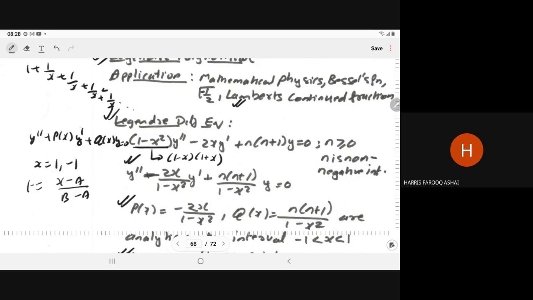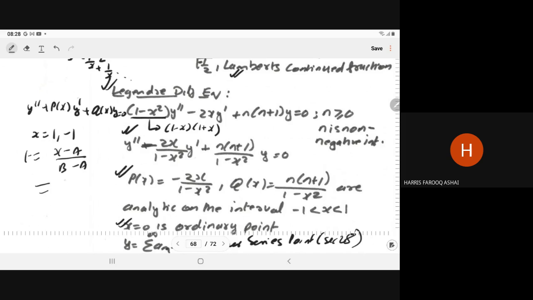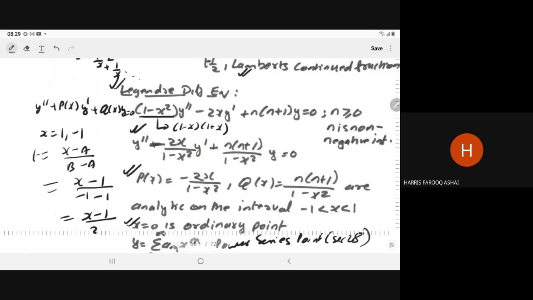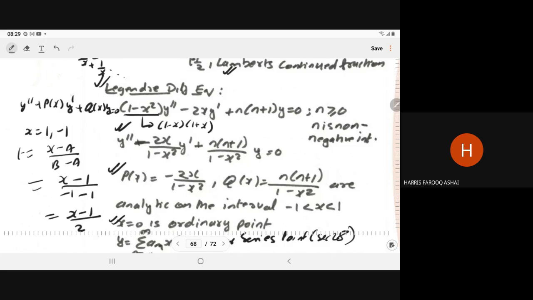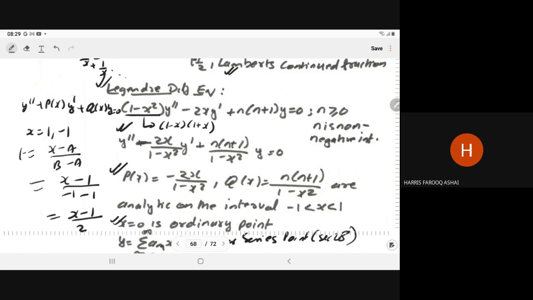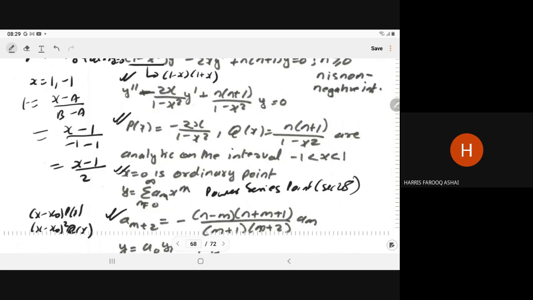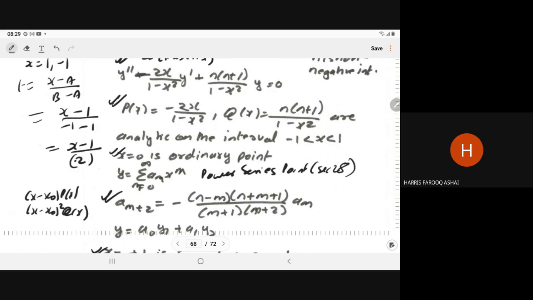And what is a? a is equal to 1. So when a is equal to 1, it will become x minus 1 upon minus 1, right, minus 1 minus 1. So it will become x minus 1 upon minus 2, minus 2, right. So here we have the substitution.